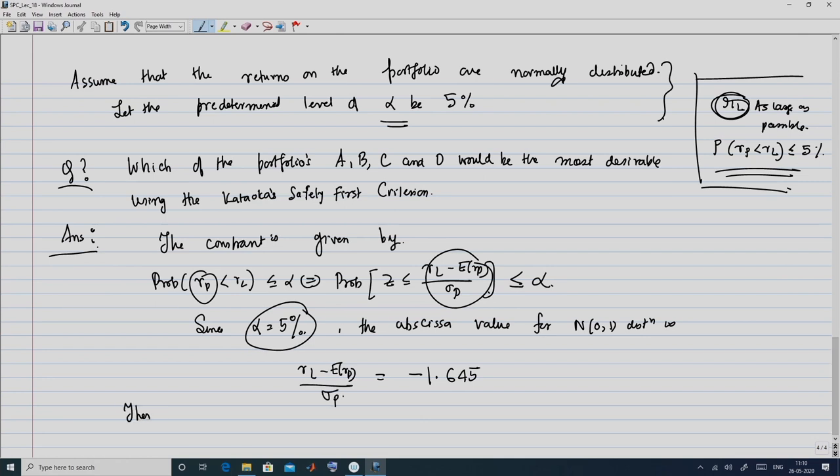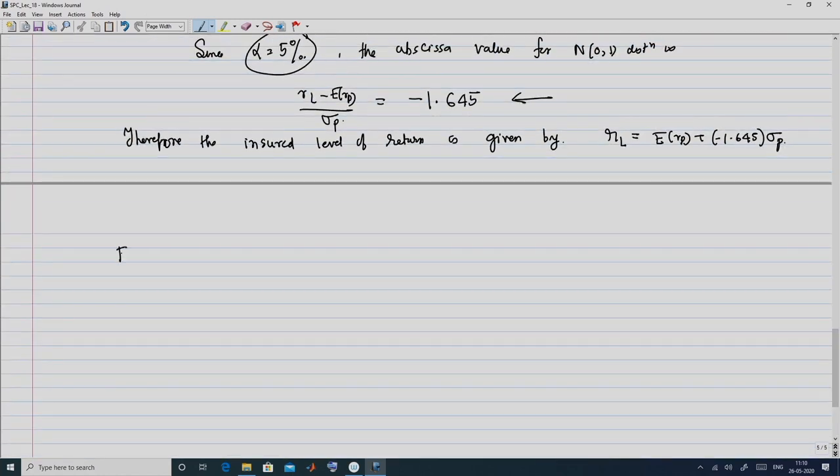So from this relation we can get the insured level of return, given by RL equal to ERP plus minus 1.645 times sigma p.